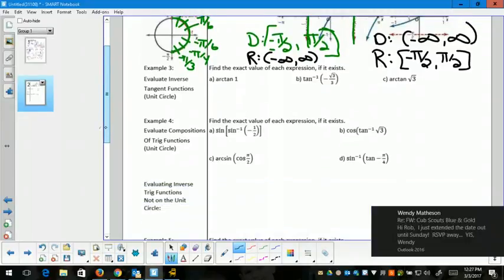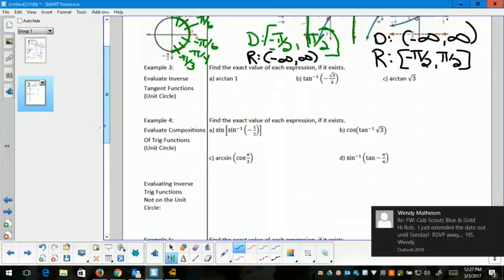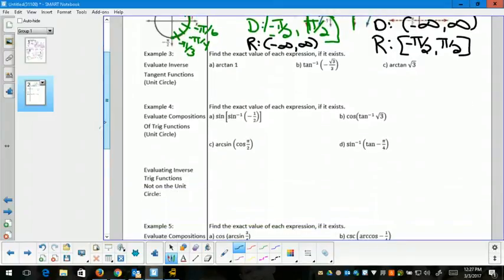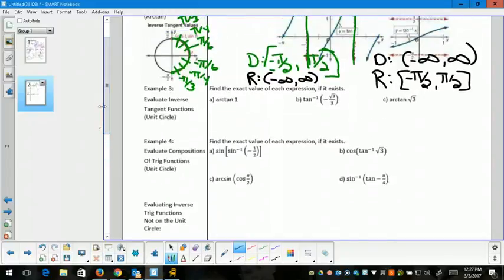All right, so find the exact value of each expression if it exists. So arctangent of 1. I'm going to look at this circle right up here. It's positive. Where is tangent positive? In quadrant... Remember, we're only in quadrant either 1 or 4 over here. Tangent is positive in quadrant 1, just like sine, and tangent's negative in quadrant 4, just like sine. So because it's positive, I have to be in quadrant 1.